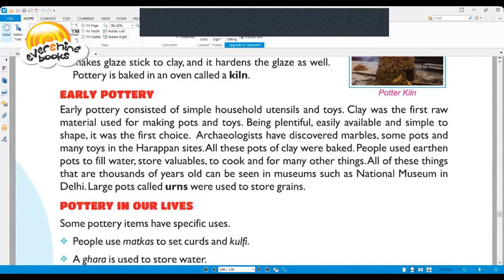Let us talk about early pottery. Early pottery consisted of simple household utensils and toys. Clay was the first raw material used for making pots and toys. Being plentiful, easily available, and simple to shape, it was the first choice. Archaeologists have discovered marbles, some pots, and many toys in the Harappan sites. All these pots of clay are baked.